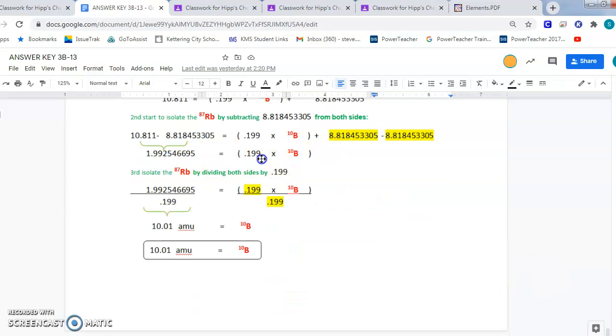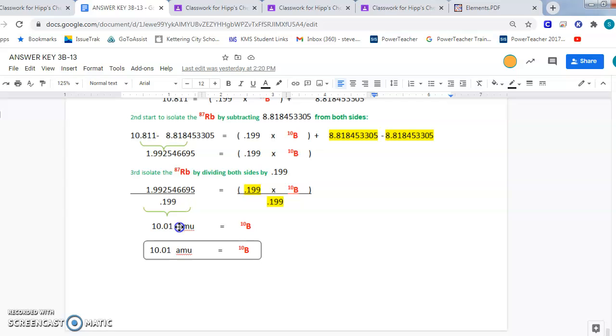My equation looks like this. I'm trying to isolate the boron 10. If I'm multiplying 0.199 times that, I can divide by 0.199 on that side. If I do it on the right side, I do it on the left side as well. 0.199 times boron 10 divided by 0.199. The 0.199s cancel out, leaving me with boron 10. If I take 1.992546695 and divide it by 0.199, I get 10.01.